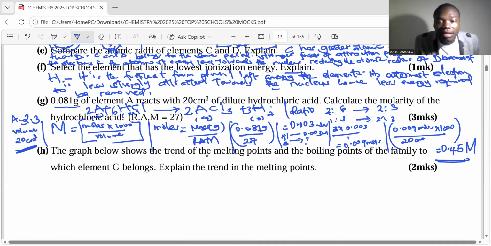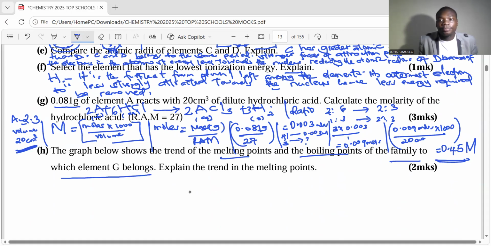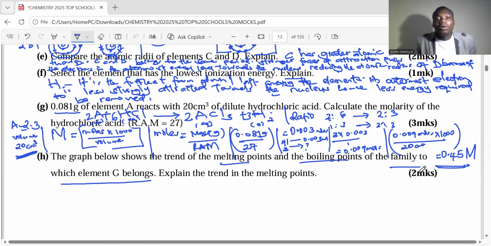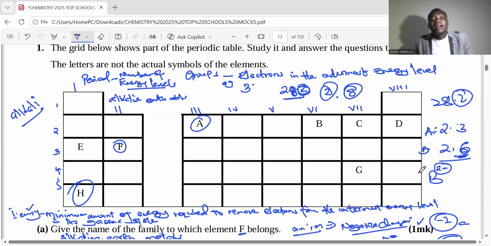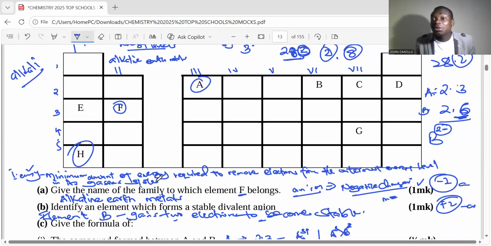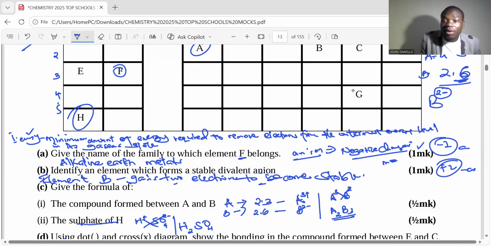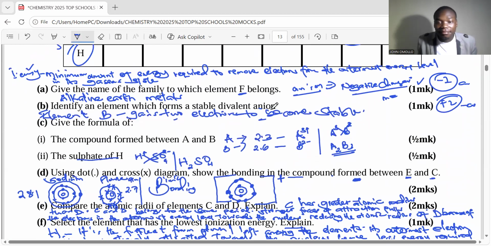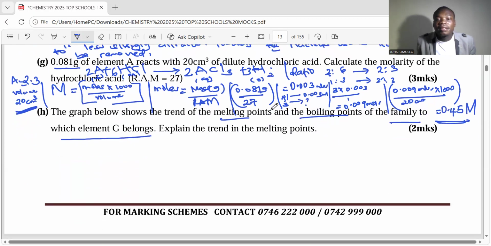The graph below shows the trend of melting point and boiling points of the family to which G belongs. If you look at this question keenly, every letter within this particular periodic table we have tackled. So we are to the last one, G. Amazing. Explain the trend in melting points.